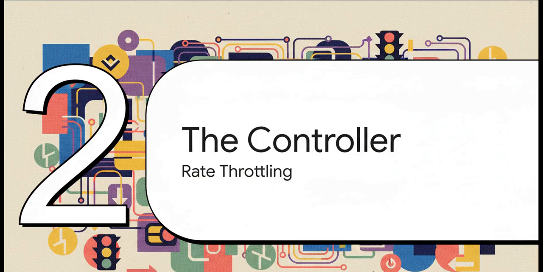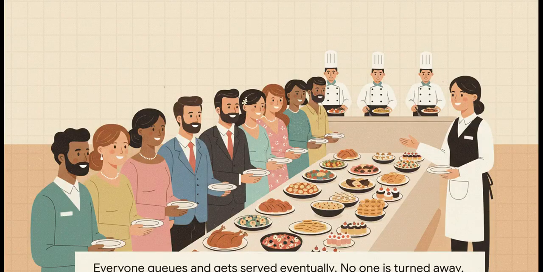All right, that's the bouncer. Now let's shift gears and meet our second character, the traffic controller. And this is our stand-in for rate throttling. Think patient, organized, methodical. So for this one, picture a big wedding dinner buffet. The key thing here is that everyone is a welcome guest. No one gets kicked out.